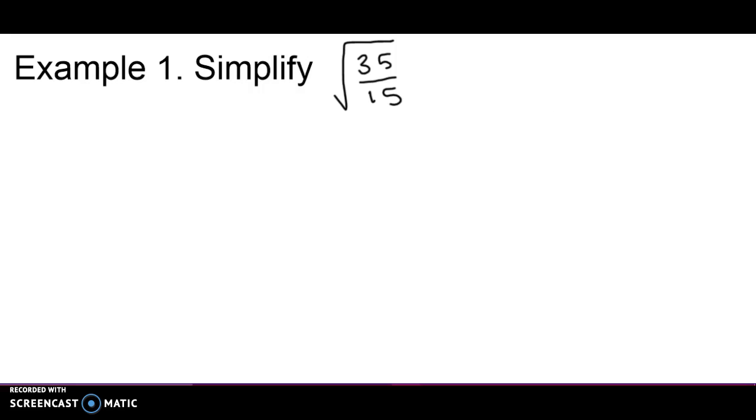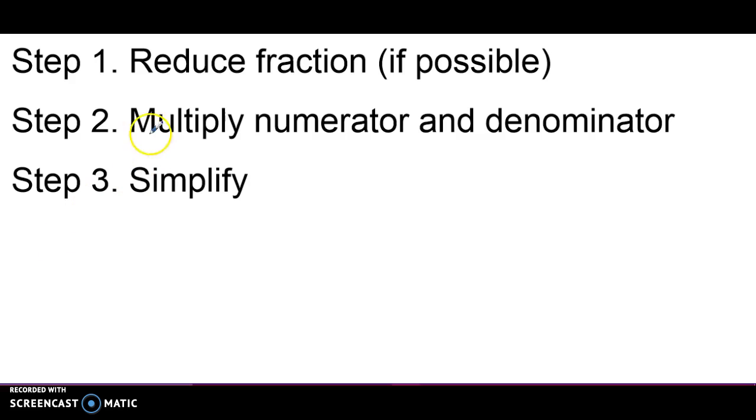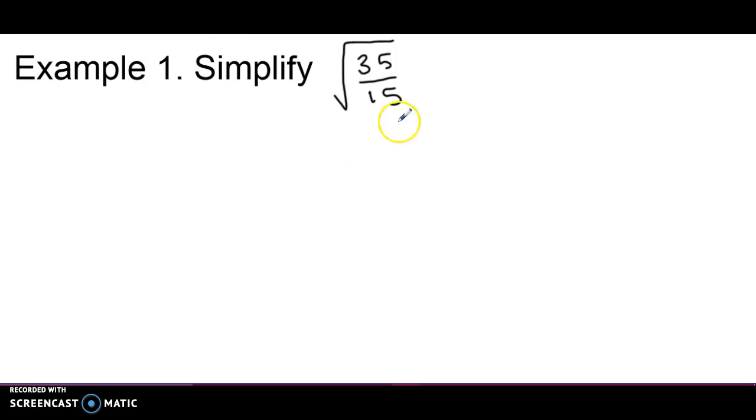Alright, so for our first example, we need to simplify the square root of 35 over 15. Well, if we go back to our steps, the first step is to reduce the fraction if possible. So since 35 over 15 is a fraction underneath my radical, I can go ahead and reduce that fraction. What I see is they both have a 5 in common, so I'm going to divide the top by 5 and the bottom by 5, and that's going to give me the square root of 7 over 3. Now if we remember our newest rule, we know that the square root of 7 over 3 is going to be the same as the square root of 7 over the square root of 3.